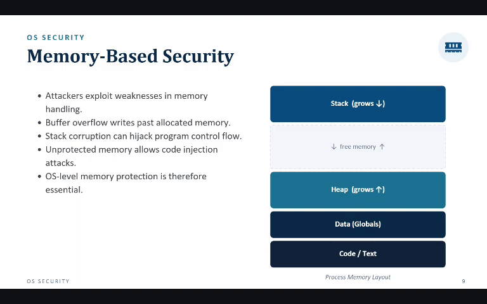Let's look at memory specifically, because this is where ASLR and DEP operate. Attackers frequently exploit weaknesses in how memory is handled. A classic example is a buffer overflow, where a program writes past its allocated memory boundary. This can lead to stack corruption, which can hijack the program's control flow entirely, letting an attacker redirect execution to their own malicious code. If memory isn't protected, this opens the door to code injection attacks.